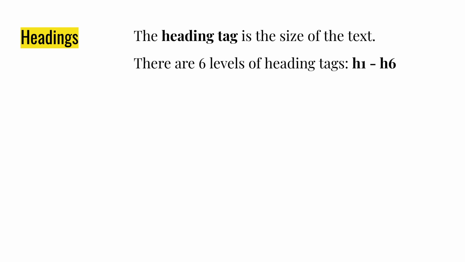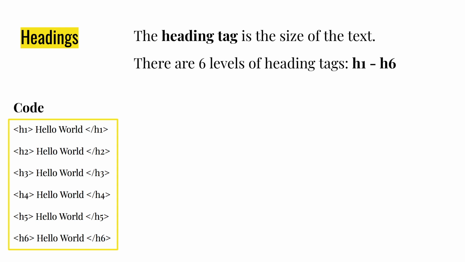So the heading tag is the size of the text. There are 6 levels of heading tags, starting with H1 being the very largest, all the way to H6 being the smallest. So this is how you would code it. So I have 6 lines of code here. You have an opening H1, and then you have a closing H1.